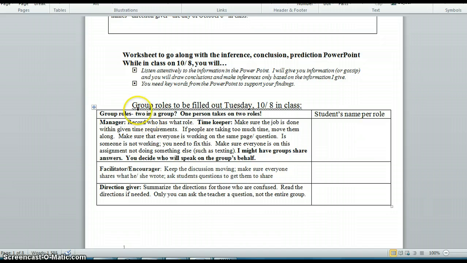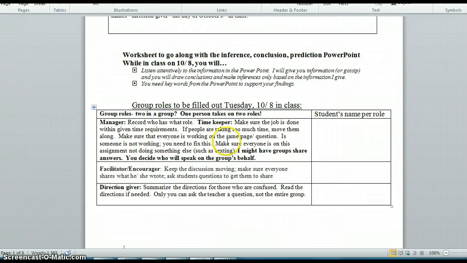When I say stop one, the first stop, you immediately decide group roles and then go right to it. Here are the group roles. Manager, record who has what role. You're also the timekeeper. You're managing the group. Make sure the job is done within the given time requirements. So if people are taking too much time, move them along. You might say, okay, you're not done yet, but we're going to get going, so can you put your pencil down? We're discussing. Don't be afraid to make sure people stop writing if everyone's ready to go.